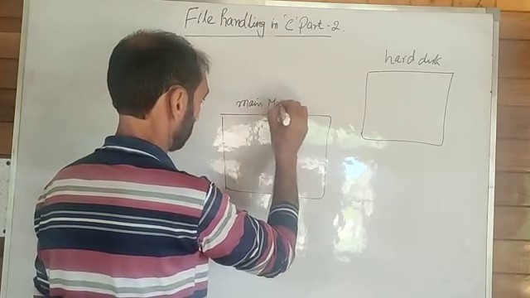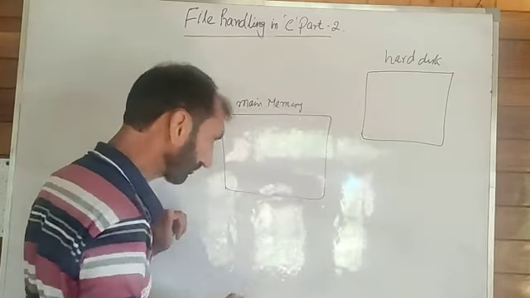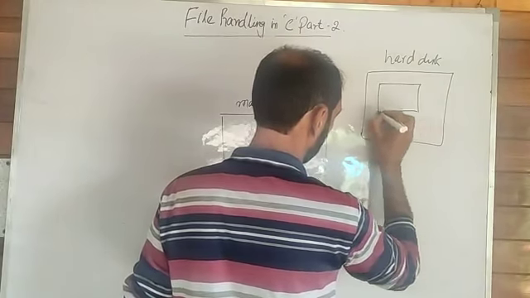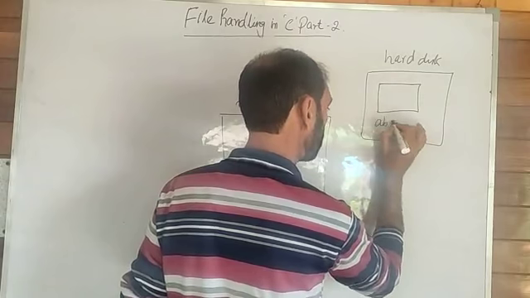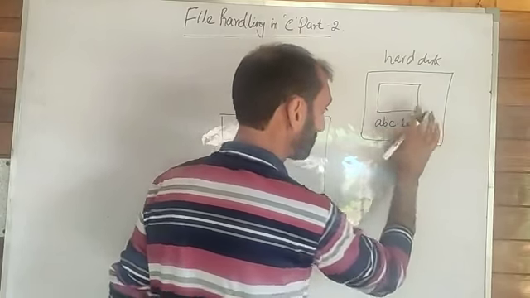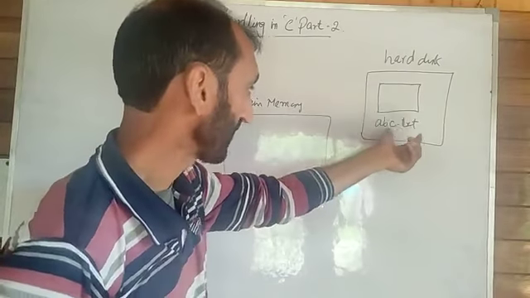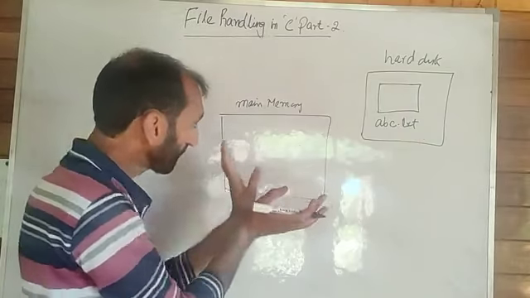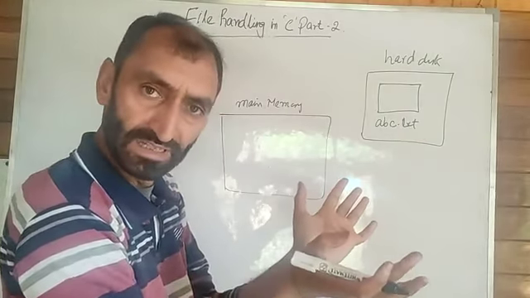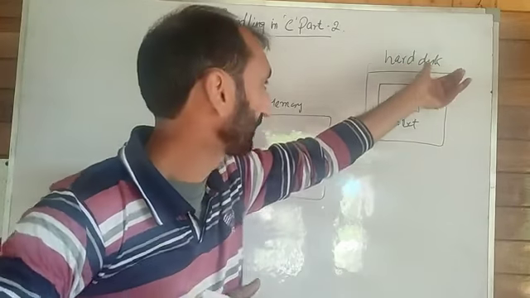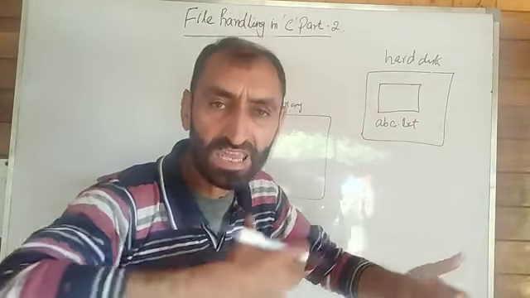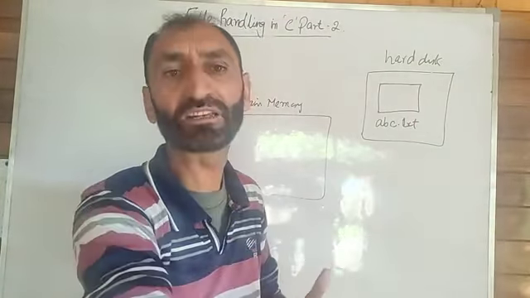Main memory. For example, this is a file, abc.txt. This is a text file whose name is abc, and we know that if we want to store the data permanently, we can store that data in the hard disk in the form of files. So what is a file? A file is just a sequence of bytes where we can store the data permanently.